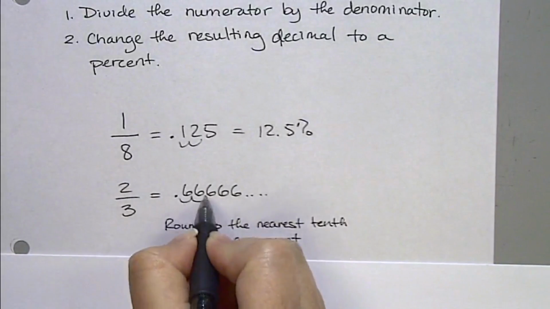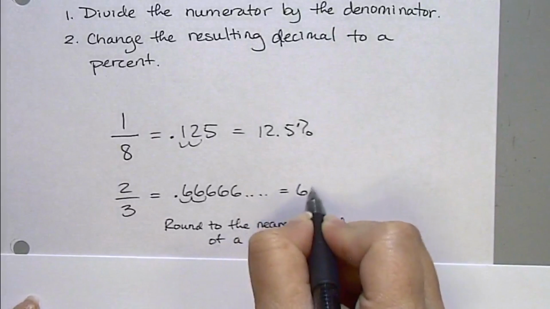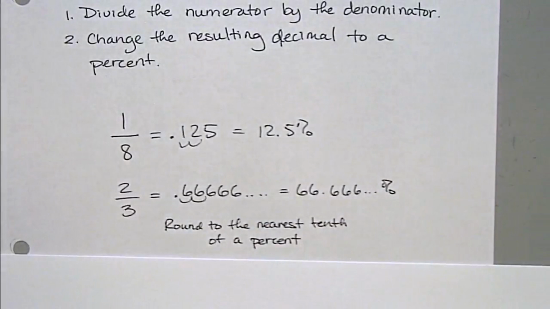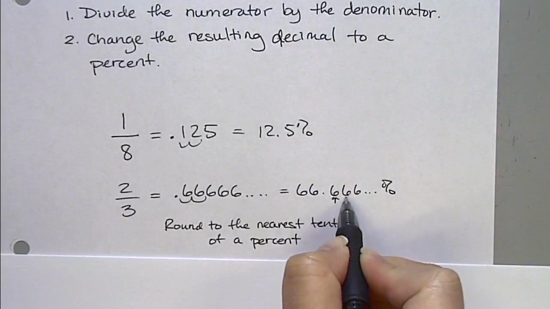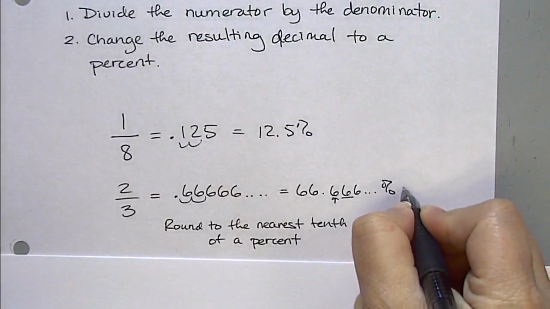So don't do any rounding until after you have created a percent. I'm going to move this decimal 2 places to the right. And that now gives me 66.666%. The 6 is still repeating. You want to round to the nearest 1/10. So which one is the 1/10th place? The first 6 to the right of the decimal. Good. So we're rounding to this one. Remember, you're looking to the next one over to decide how to round. Since the next digit after that one is 5 or greater, we're going to move that digit up 1.